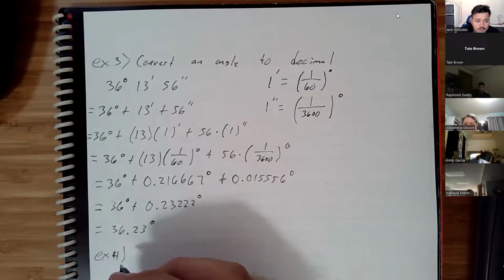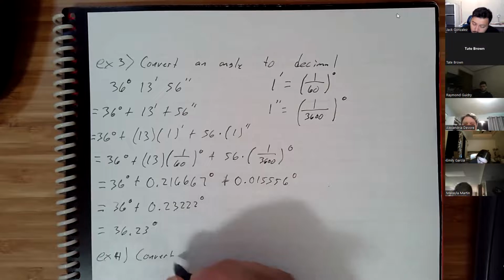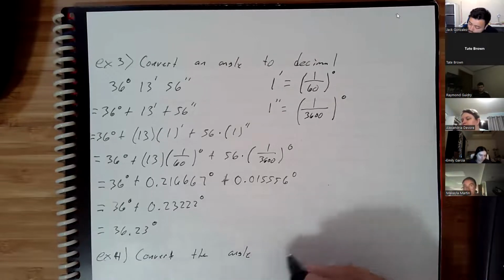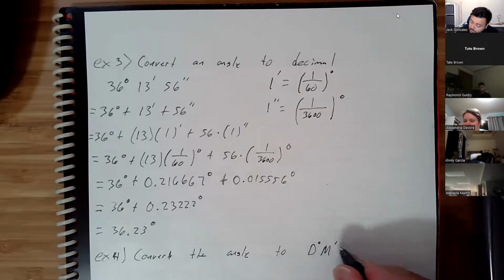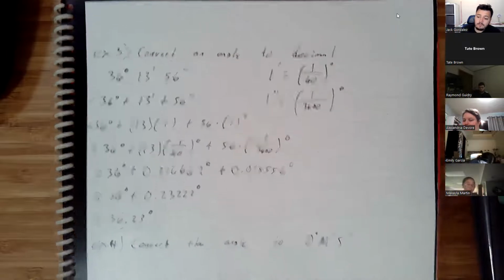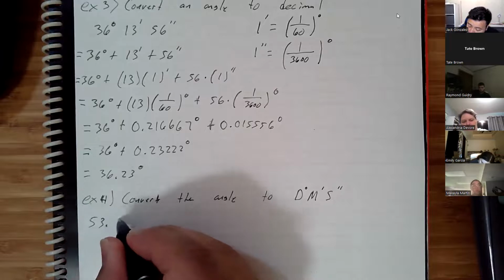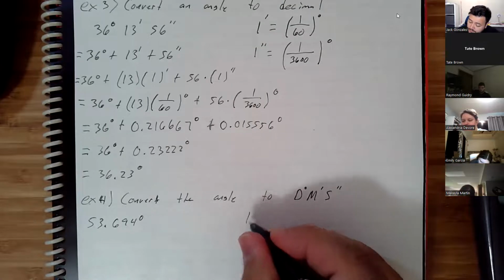Okay. This time, let's go from the decimal angle to degrees, minutes, seconds. Convert the angle to degrees, minutes, seconds. Okay. So this is a little harder, but it's not too bad. They're going to give you something like this: 53.694 degrees. We're going to have to use these formulas, so have these handy whenever you do these.